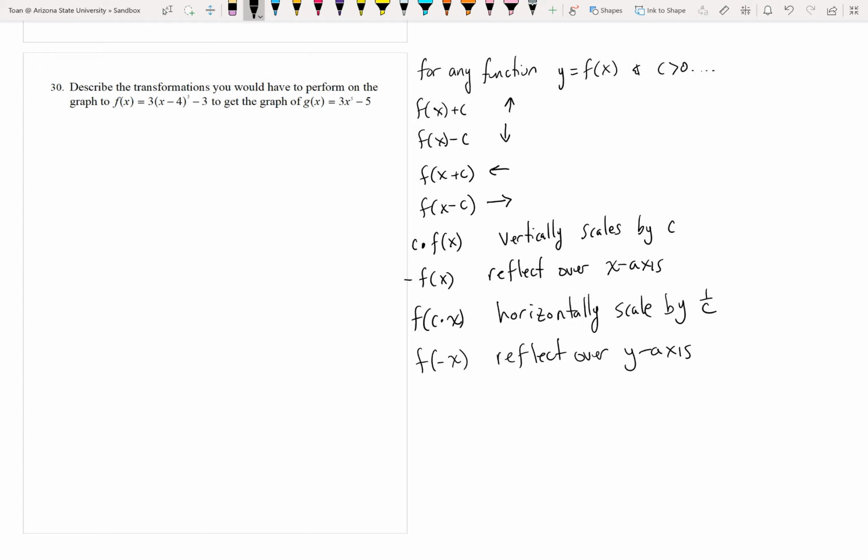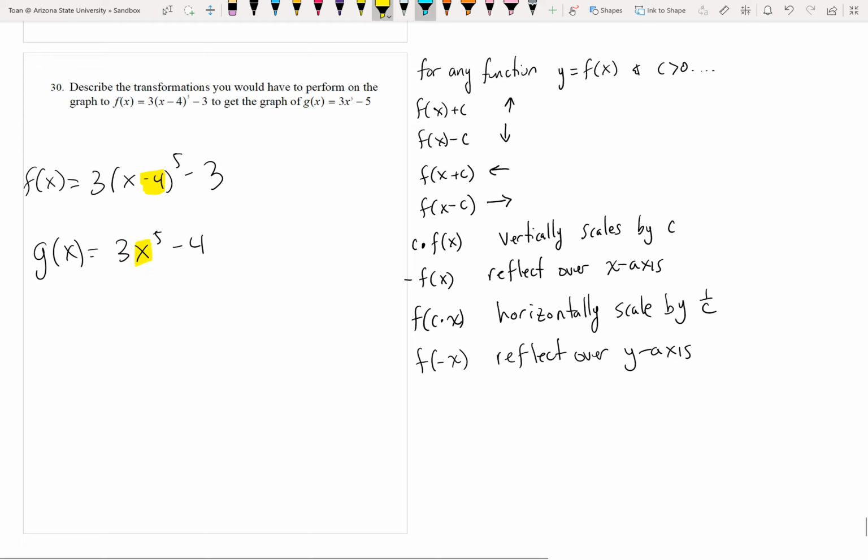So if I started at 3 times x minus 4 to the 5th power minus 3 and went to g of x equals 3x to the 5 minus 4, you basically have to ask yourself, what changed? What's different? And now this is just a visual thing. It's not a calculation or a solving thing. So I hope we can see that we initially started with an x minus 4 to the 5th power, and we ended up with just a plain old x to the 5th power. We started with a minus 3 on the outside and ended with a minus 4 on the outside.